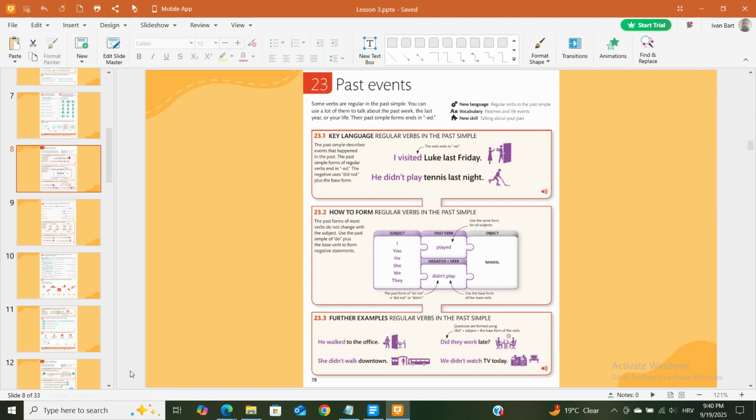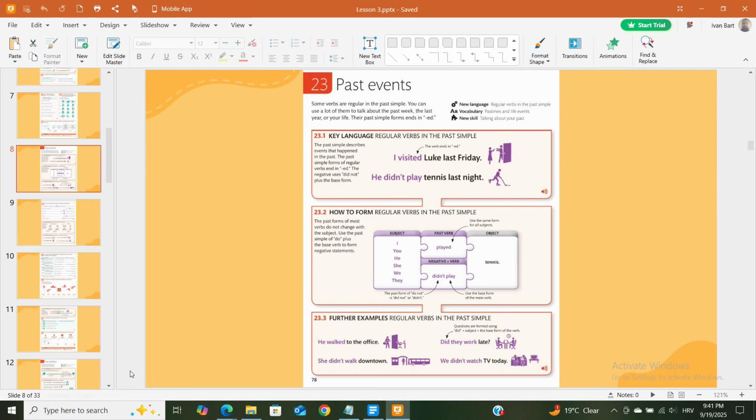23.1 Key language: regular verbs in the past simple. The past simple describes events that happened in the past. The past simple forms of regular verbs end in ed. The negative uses did not plus the base form. I visited Luke last Friday. He didn't play tennis last night.